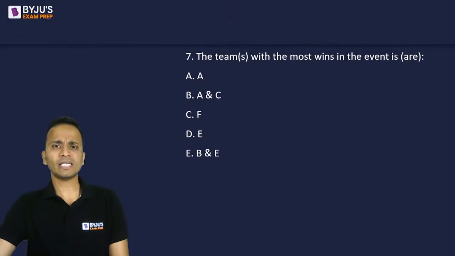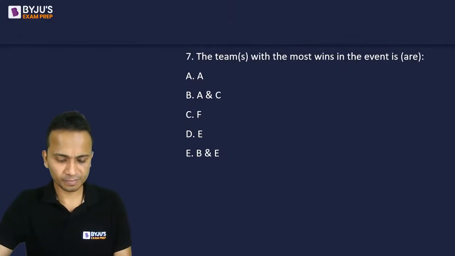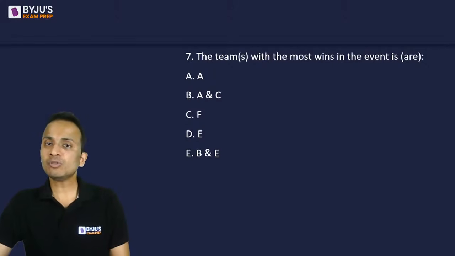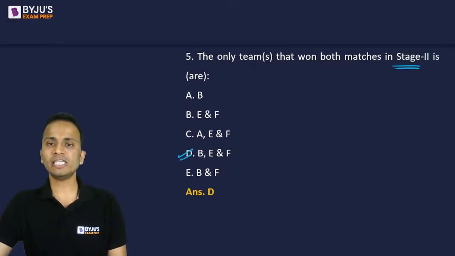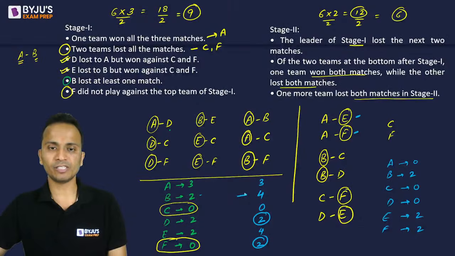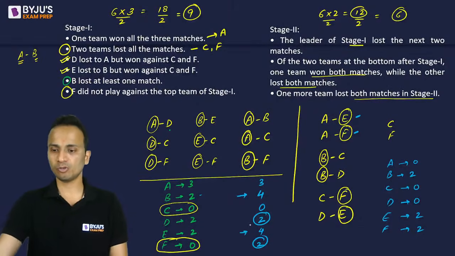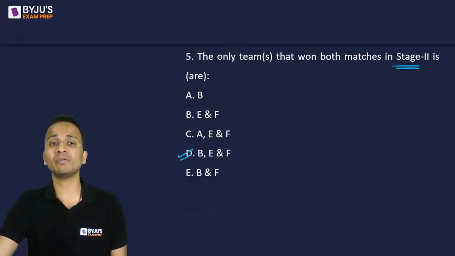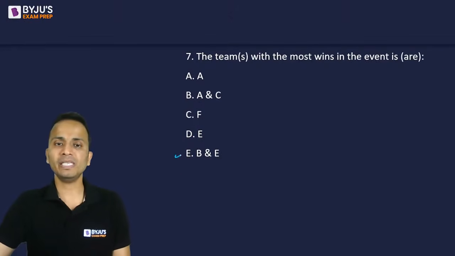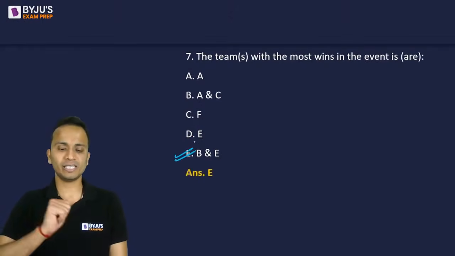Last question for this set, after which we'll move on to one more set. The teams with the most wins in the event are, so which teams have the highest number of wins? So it is 4 wins for B and E. So B and E have the maximum number of total wins in the entire event. So B and E, that is option E is the correct answer.